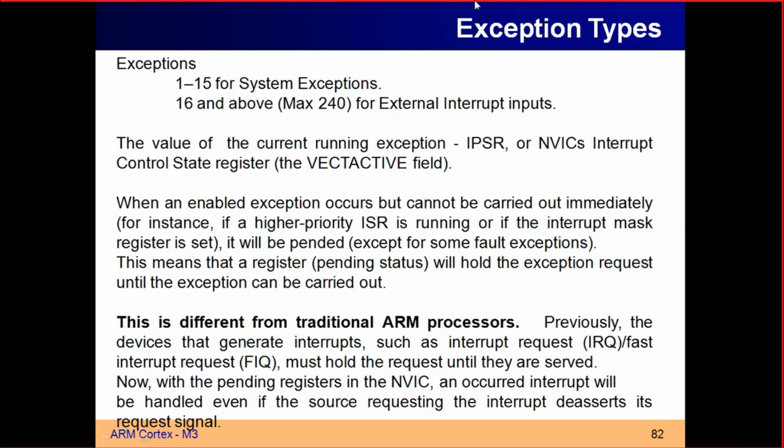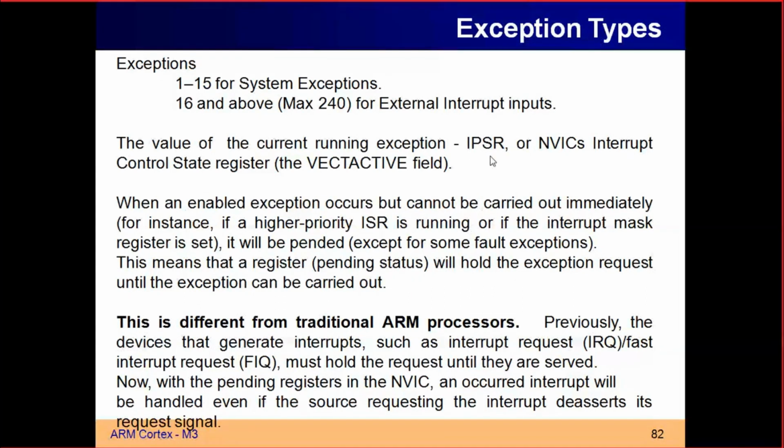Then some more details regarding the exception type. So small introduction I think we have given before. 1 to 15 system exceptions are there. And from 16 to 239 you are having external interrupts, but again it depends upon the manufacturer. And the value of the current executing interrupt will be available where? Current execution interrupt number, where will it be available? Any idea? It is present in a status register known as IPSR.